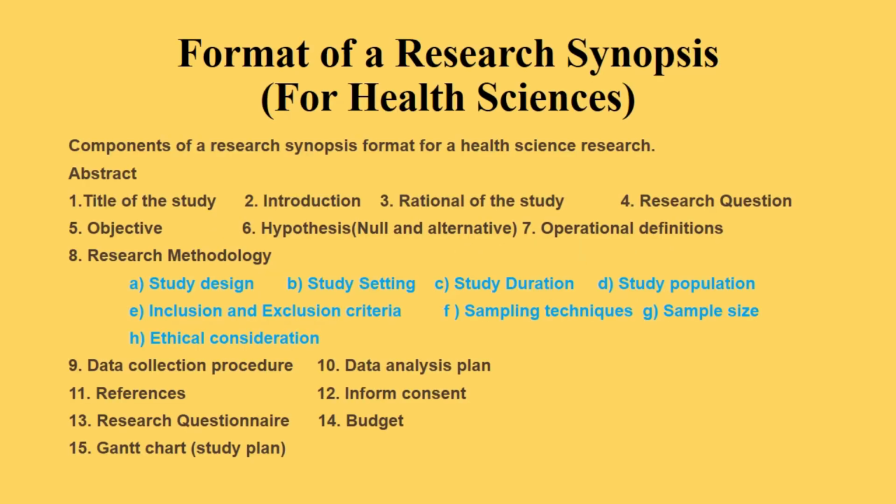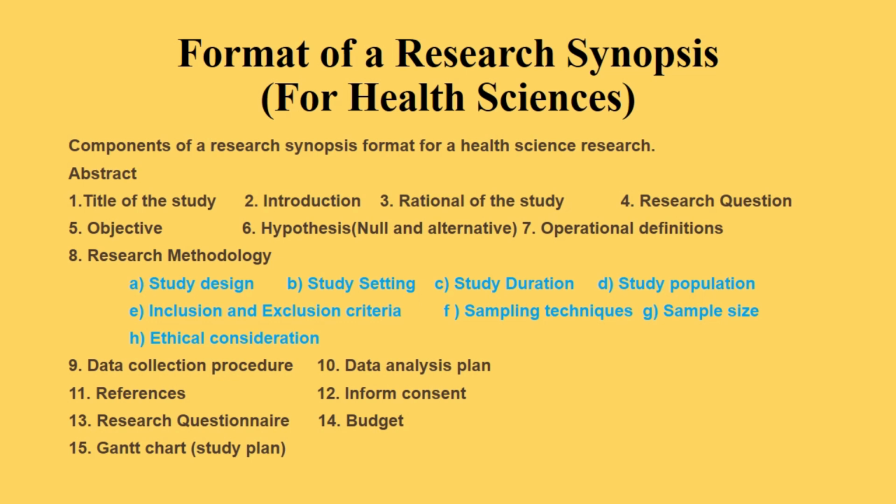Hi students, in this video lecture we will discuss the format of a research synopsis for health sciences. There are 15 components of the research synopsis format for health sciences research. The first component is the abstract, the second is the title of a study, then introduction, rationale of the study, research question, objective, hypothesis, operational definition of research terms, and research methodology.